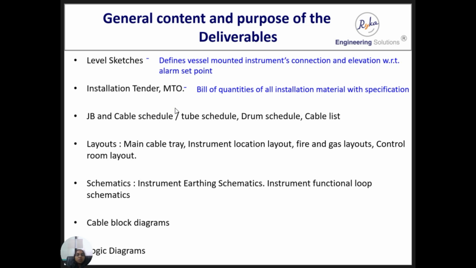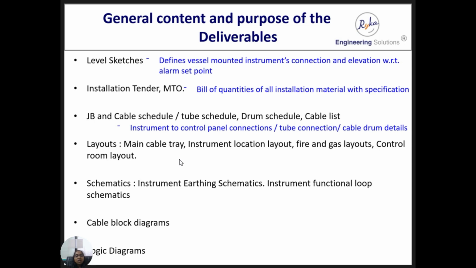JB is junction box. So junction box and cable schedule is there, tube schedule, drum schedule, cable list. Instrumentation, junction box and cable schedule depicts instrument to control panel connections. It indicates terminals, length of the cables, gland size at instrument and junction box side, names of the cables coming in and out, and DCS side termination details, so that the site contractor or site engineer can erect them as per the document.